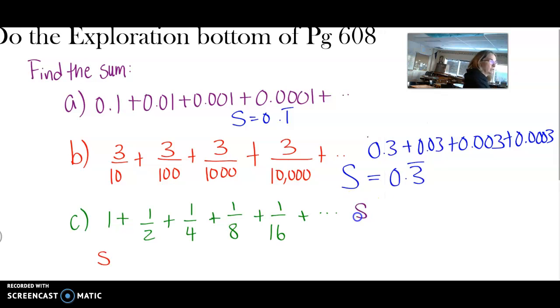So we have S of 1 is 1. S of 2 is 1 plus 1/2, or 1.5. S sub 3, the first 3 terms, is 1.5 plus 0.25. I'm just working in decimals instead of finding a common denominator, but I'm going to do that in a minute. So I have 1.75, because I'm adding 1/4 to that.